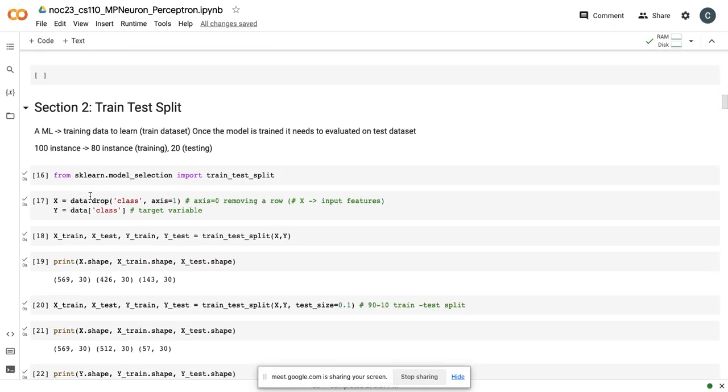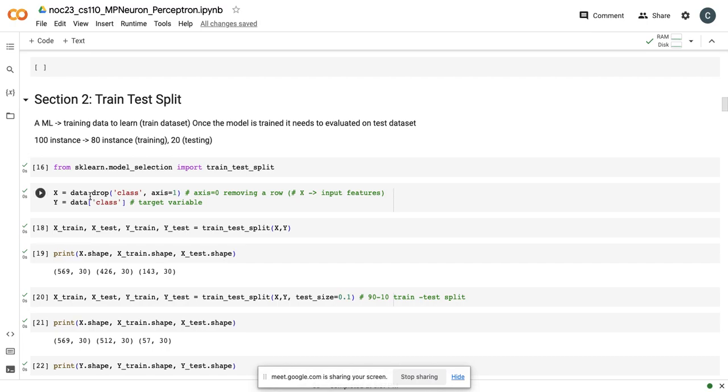Once we analyzed the data and got some understanding of what it looks like, we started doing the train test split, that is, what percentage of the data should be used for training and what percentage should be used for testing.